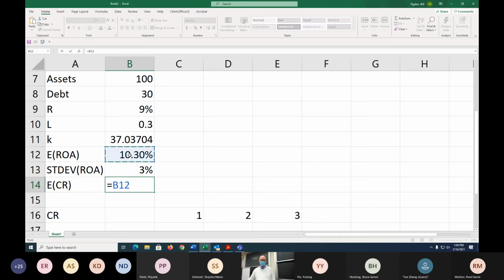Okay, so we're going to have 10.3 divided by, since we don't have that 2.7 here, let's create it very quickly. We're going to say it's the 9% debt times the 30 million in debt. Well, that'll be the 2.7, won't it? And divided by the assets.